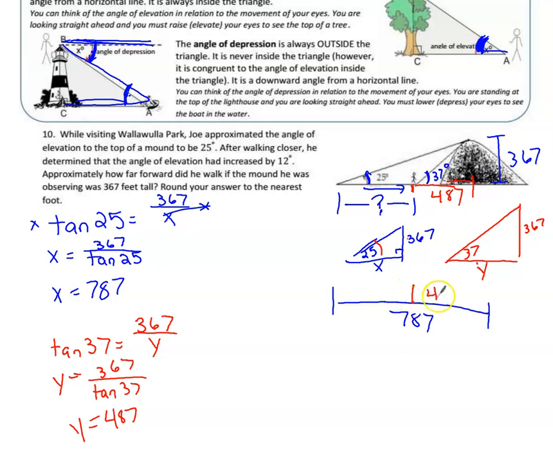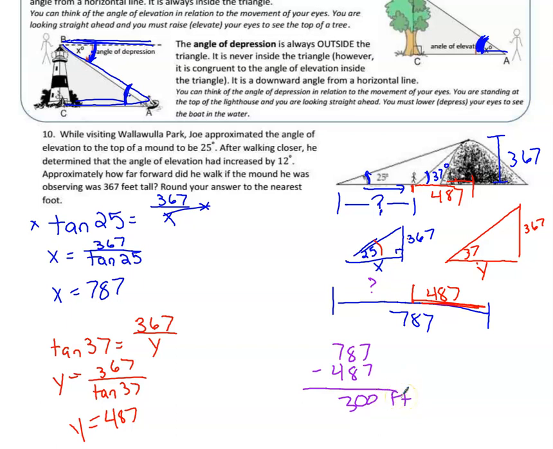So if part of the distance is 487 feet and the total distance is 787 feet, to find out how far he walked, we're just going to find this distance; we're just going to subtract those. So 787 minus 487 is, he walked 300 feet.